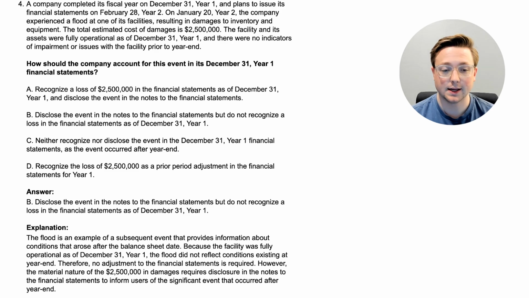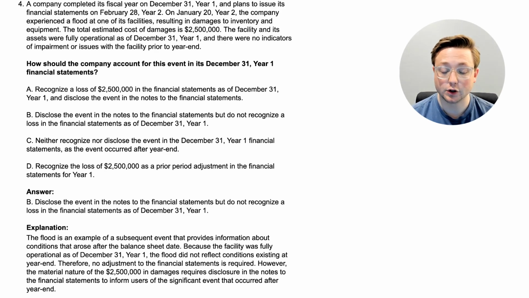All right, here we are at the answer. The answer is B. Disclose the event in the notes to the financial statements, but do not recognize a loss in the financial statements as of December 31st, year 1. So let's walk through this. The flood is an example of a subsequent event that provides information about conditions that arose after the balance sheet date. Because the facility was fully operational as of December 31st, year 1, the flood did not reflect conditions existing at year end. Therefore, no adjustment to the financial statements is required.